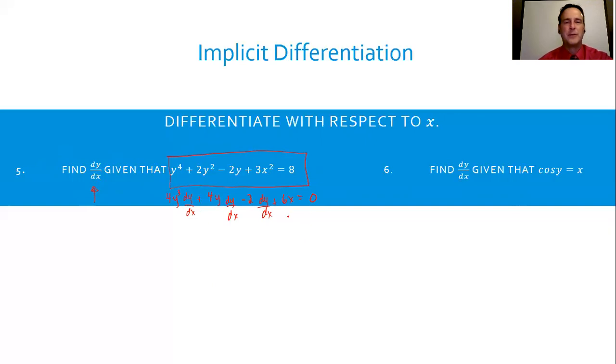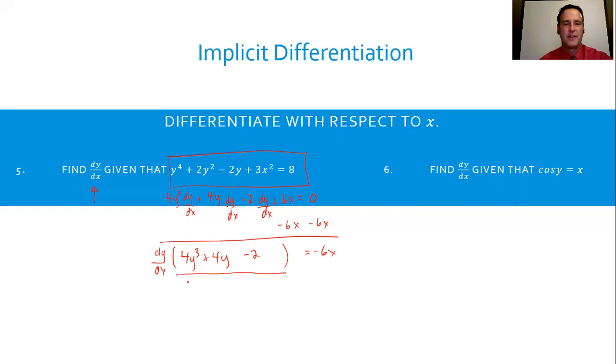And the way I'm going to solve this is by doing 2 steps. I'm going to subtract the 6x from both sides. And then the second thing I'm going to do is factor out a dy dx from all 3 terms. And that leaves me with 4y cubed plus 4y minus 2. And then your last step is to solve, and then you are done.